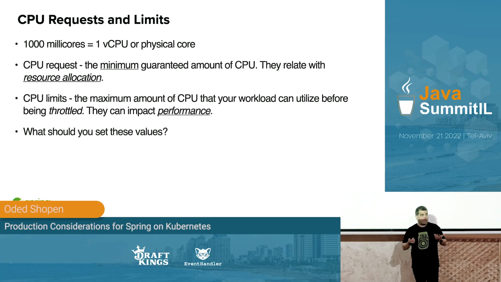And a CPU request, when you make your deployment, has nothing to do with performance. All it says is, what is the resource allocation you're allowing me to have? Okay? CPU limits, on the other hand, talk about how much your workload can be utilized before you start being throttled. Basically, it can impact performance, because if you reach the CPU limit, you're going to get slower performance every time. So what should be the values here?